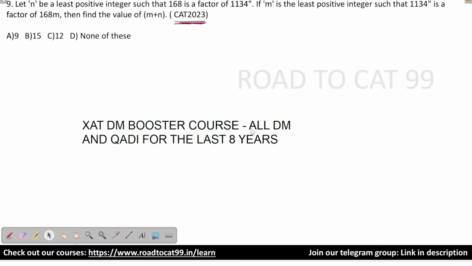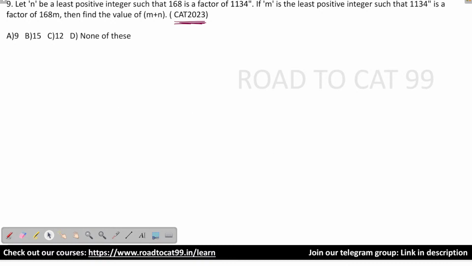And yeah, so now let's see this question, right? ये क्वेश्चन में बेसिकली क्या कह रहा है वो देखो. Let n be a least positive integer such that 168 is a factor of 1134 power n. If m is the least positive integer such that 1134 power n is a factor of 168 power m, then find the value of m plus n, right?